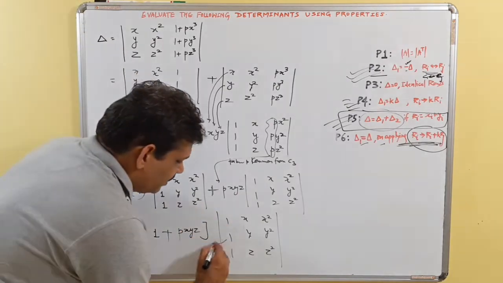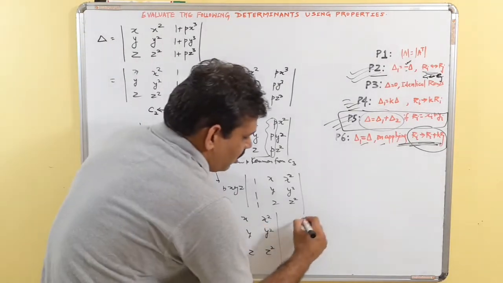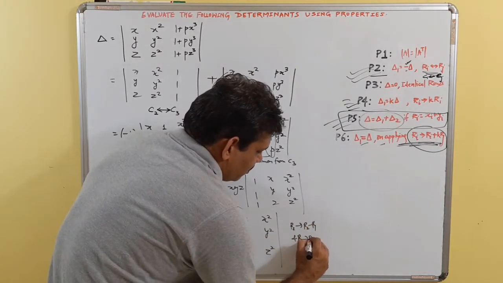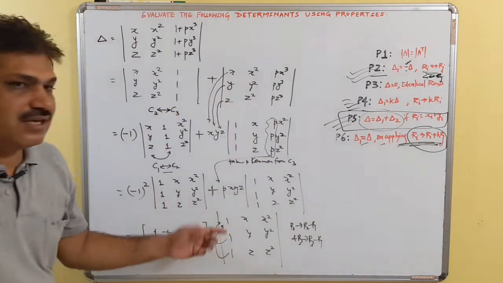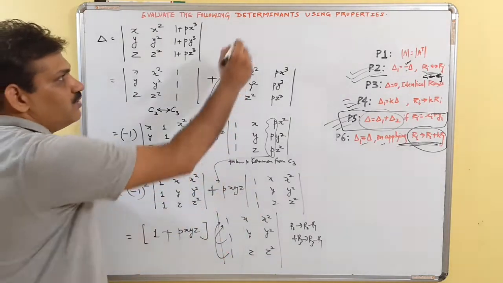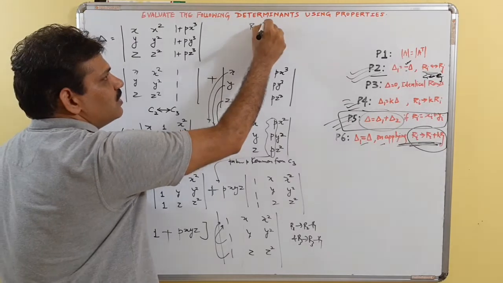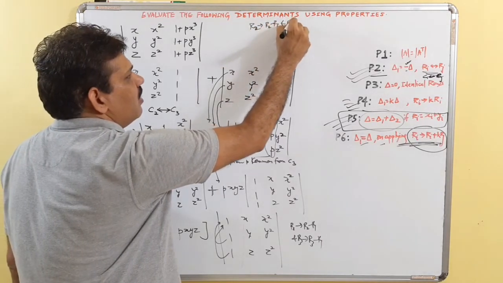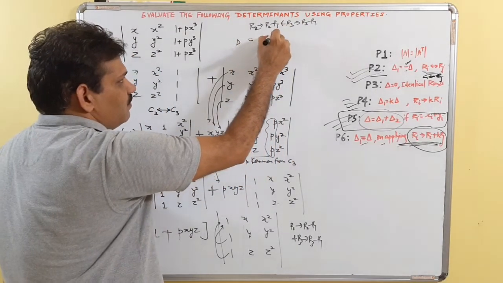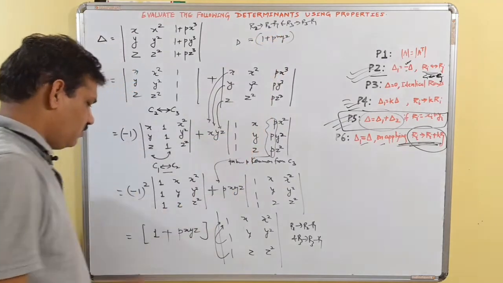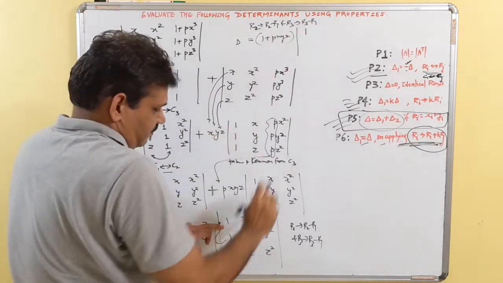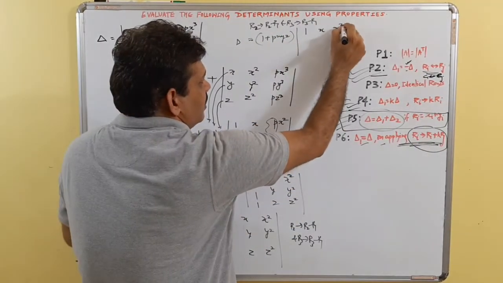How we do is, we make two zeros. How? R2 now becomes R2 minus R1 and R3 becomes R3 minus R1. That will give us x minus y into y minus z into z minus x. So delta is equal to 1 plus pxyz times of, here we have not made any change in R1. So R1 is the same, 1 x x square.